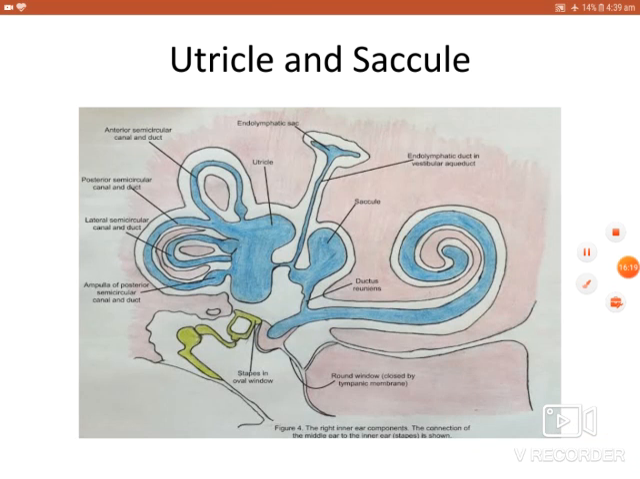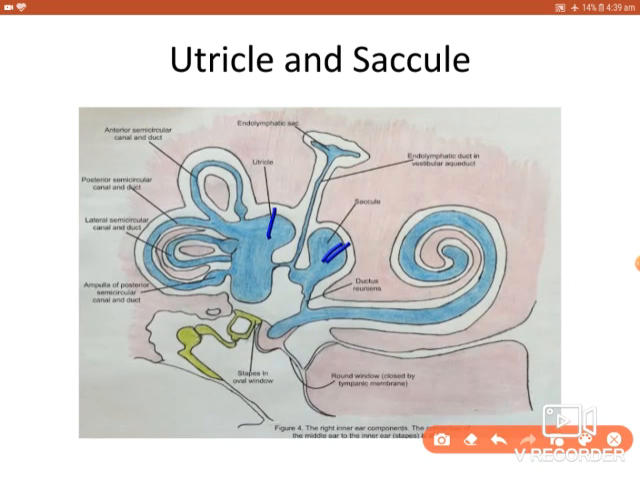Here you can see this is the saccule. Here this is the utricle. The saccule is connected to the cochlear duct by means of a ductus reuniens. The utricle and the saccule are connected by a Y-shaped duct. Here this is called the utriculosaccular duct.